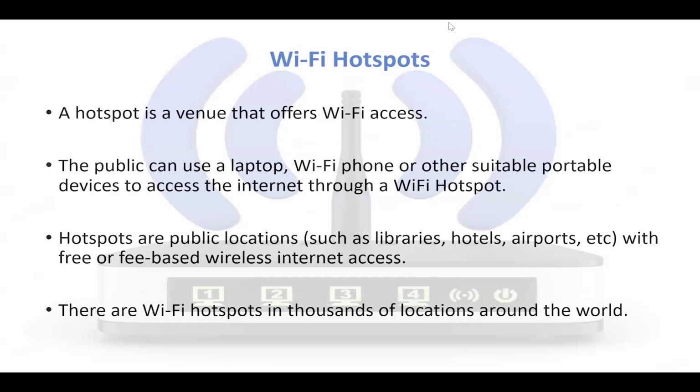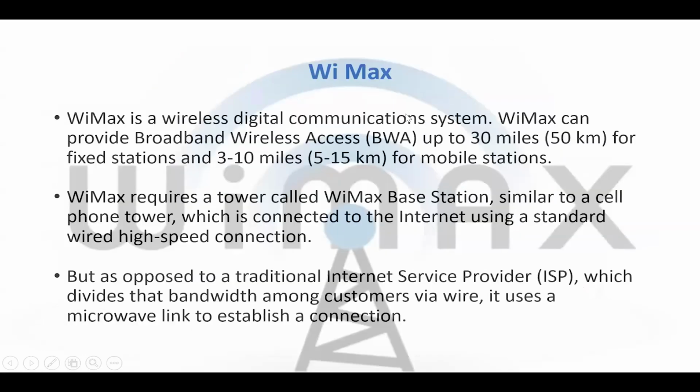Next is Wi-Fi hotspot. Another thing which students are very well aware of because you keep sharing hotspots with your friends. So a hotspot is a venue that offers Wi-Fi access. The public can use a laptop, Wi-Fi phone, or other suitable portable devices to access the internet through a Wi-Fi hotspot. Hotspots are public locations such as libraries, hotels, airports, etc., with free or fee-based wireless internet access. There are Wi-Fi hotspots in thousands of locations around the world. You know that you can even turn your mobile phone into a Wi-Fi hotspot. By doing that, you can share your internet connection with your friends, isn't it? So that is your Wi-Fi hotspot.